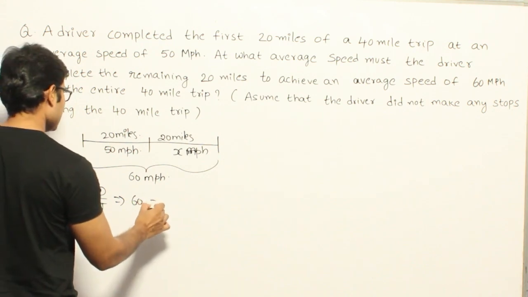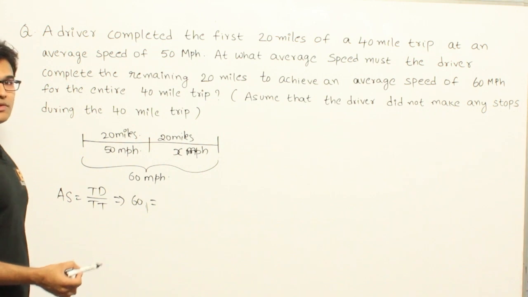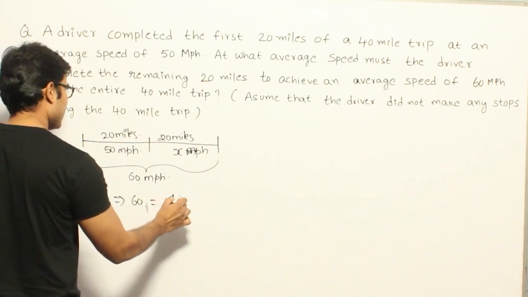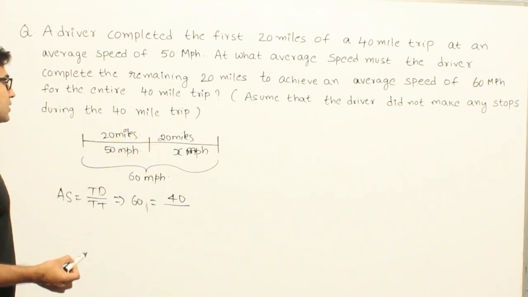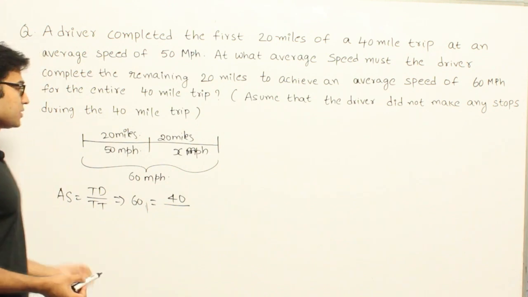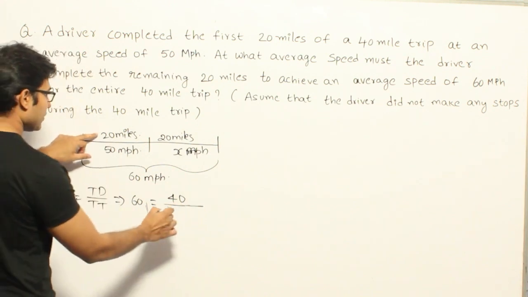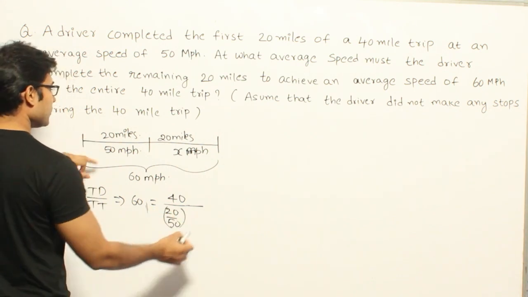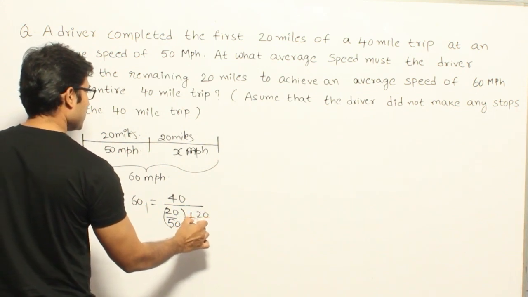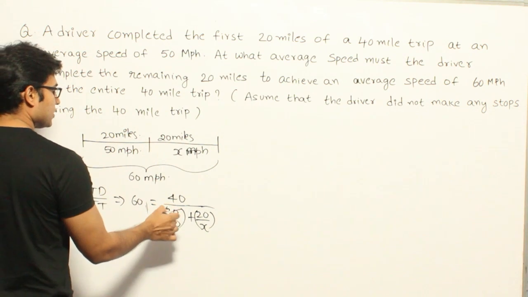60 is equal to, what is the total distance? Total distance is 20 plus 20, which is 40, divided by the total time. Time for this part and time for that part will be different, under the assumption that speeds are different. Now let's try to find out the times. So what is the time here? 20 divided by 50, distance divided by speed, plus 20 divided by x. Got it?